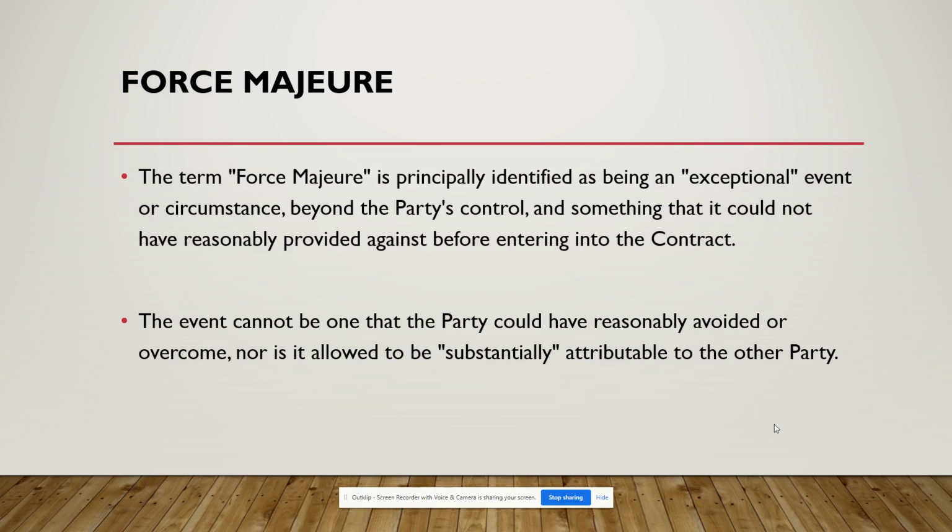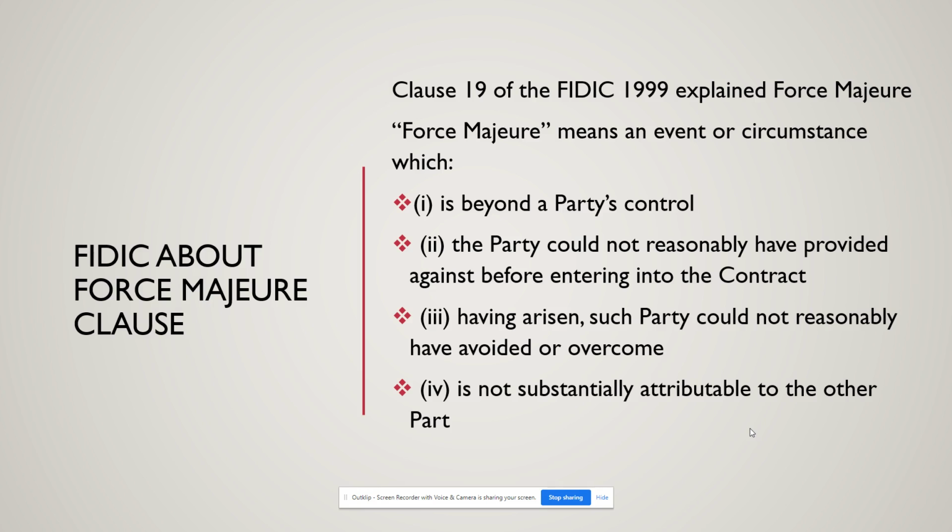And an event which is not substantially attributable to the other party. For example, we can't say to the other party that COVID-19 is because of you. We can't say, okay, this is the epidemic, but it was not caused by the other party. That type of event is also called force majeure. This is the definition of force majeure. We have to see how each contract defines force majeure.